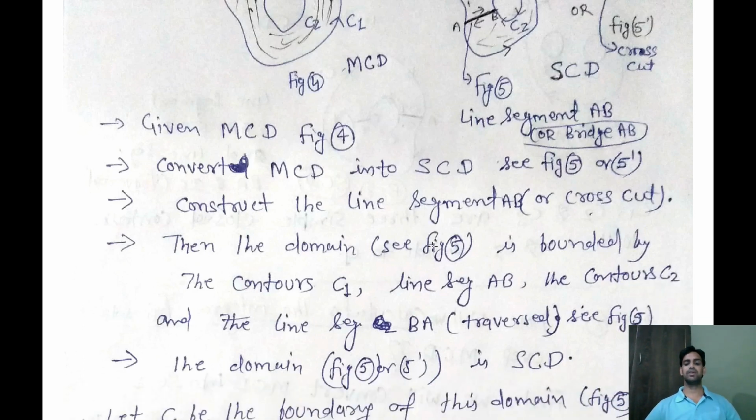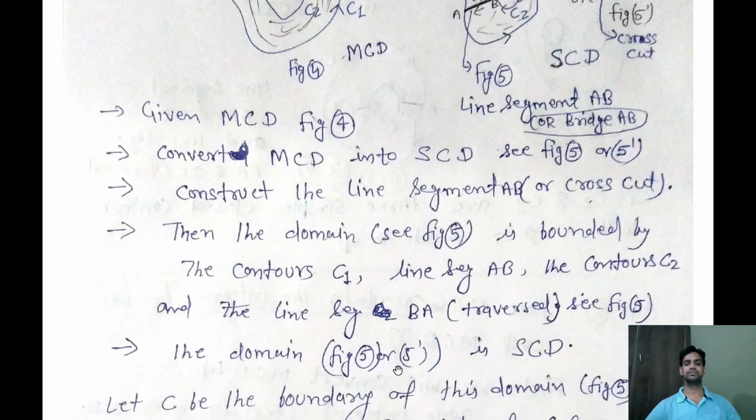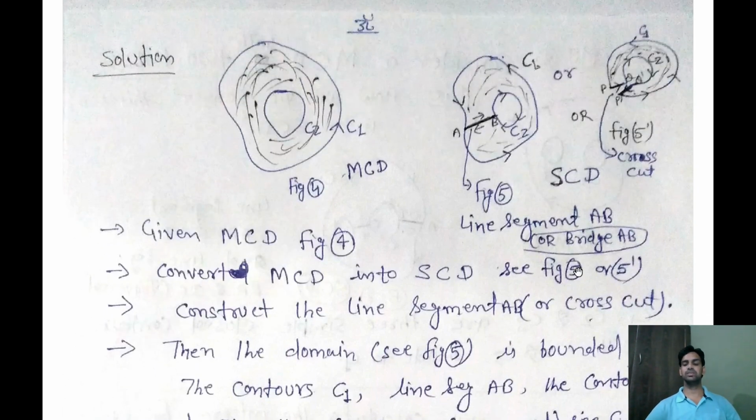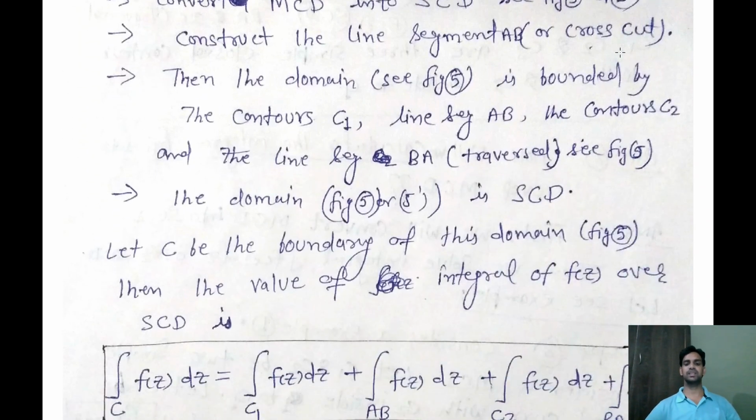And let C be the boundary of this, because it is the boundary of a simply connected domain, as already proved. And also you can look here, this domain is simply connected and C is the boundary of this simply connected domain. We are coming this way and this way. So C is the boundary of this simply connected domain. Here is the explanation.